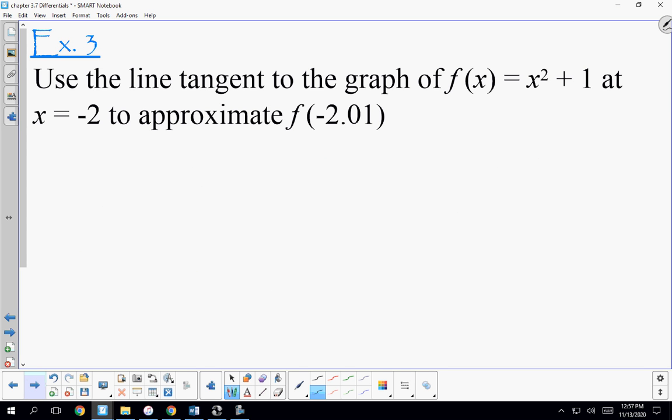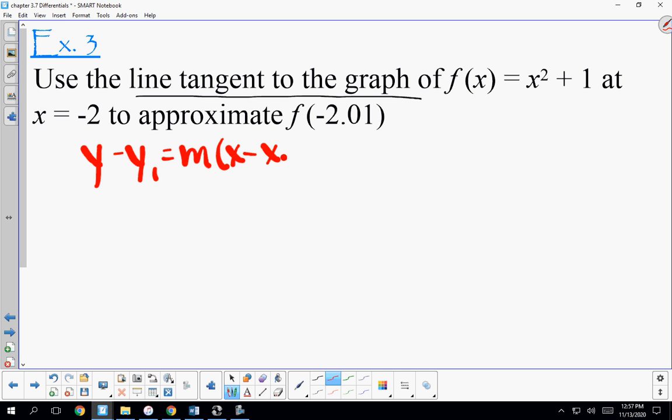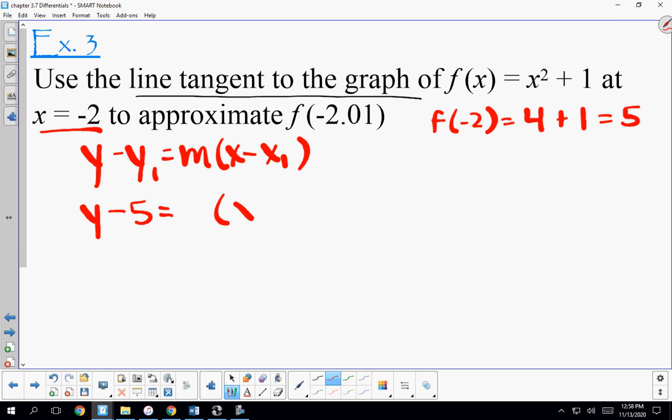And so example 3, this is where you're going to see this on the AP test. It says use the line tangent to the graph. So we need to write an equation for a tangent line, and we write those usually in point slope form. So we need our ordered pair. Our tangent has to be right here at x equals -2. So I need an x and a y. So I want to go ahead and find my y value. So I'm going to get 4 plus 1, or 5. And so my ordered pair, my y value is 5. My slope I'll find here in a second, and x minus -2.